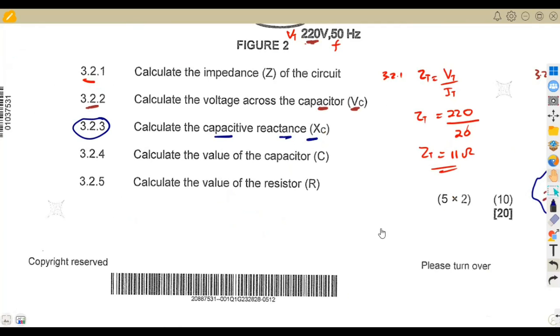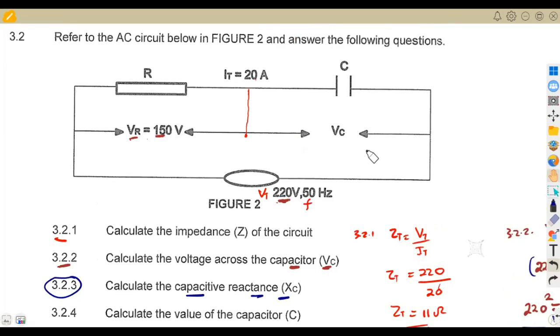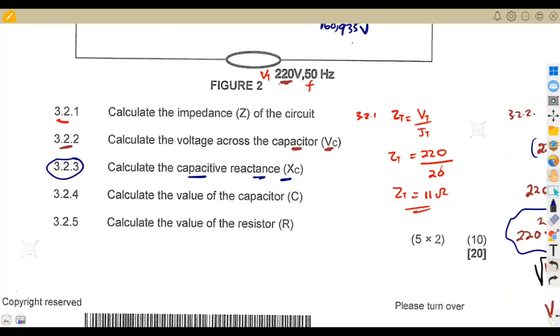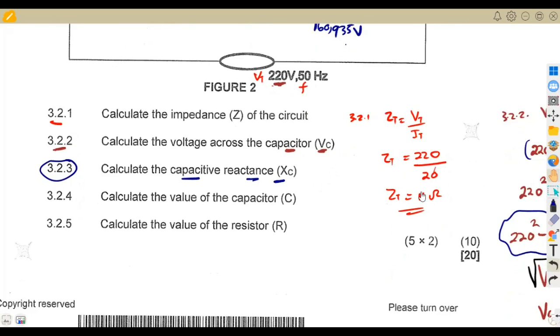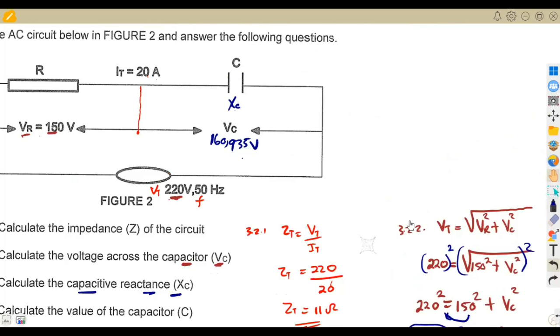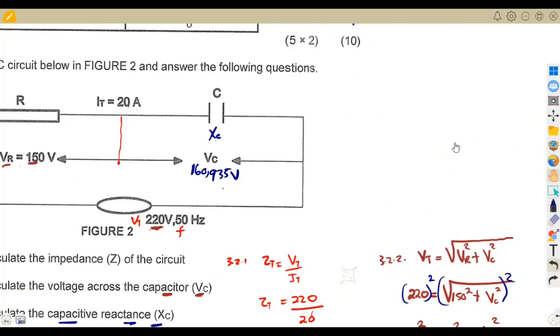All right, we now have this voltage here, which is 160.935 volts in this case. And now we want the capacitive reactance XC. So we can calculate the reactance because here it's a series circuit where current is the same. So current times XC should give us VC. So meaning to say XC is going to be simply taken from the voltage. Okay, let me just use this space here.